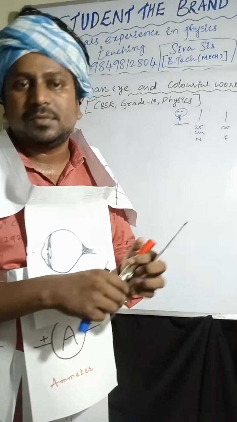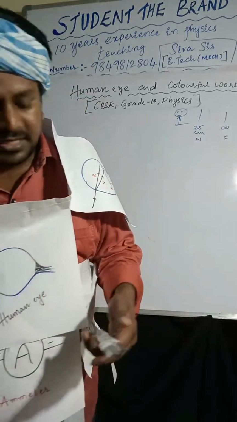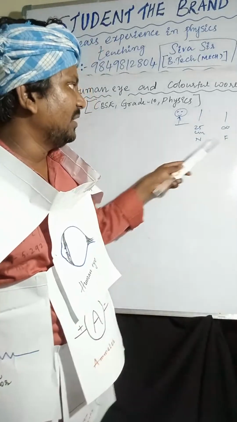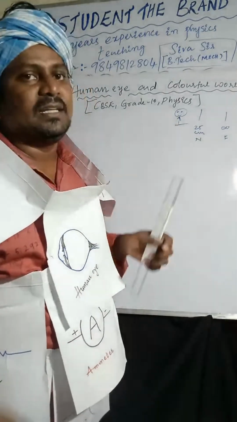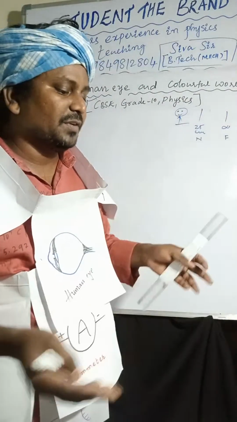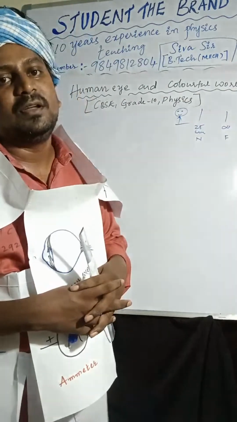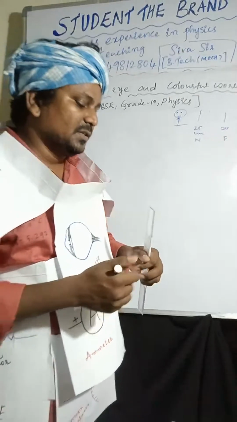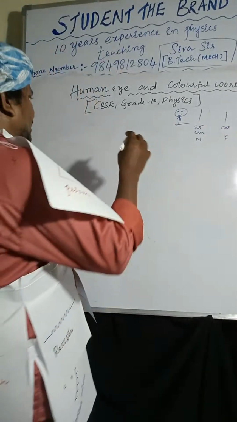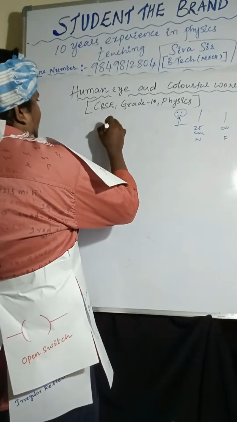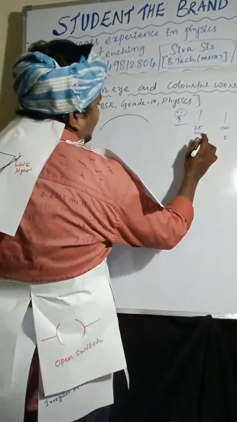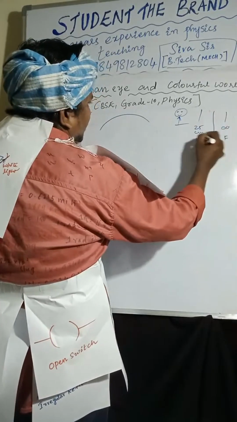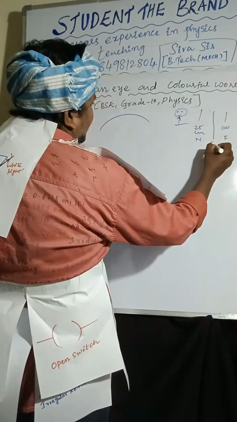The maximum distance a healthy person can see is up to infinity. So 25 centimeter is the near point, right? Yes. Now we are going to discuss about this. We can't see this point, but between 25 and infinity you can see somewhere, right?